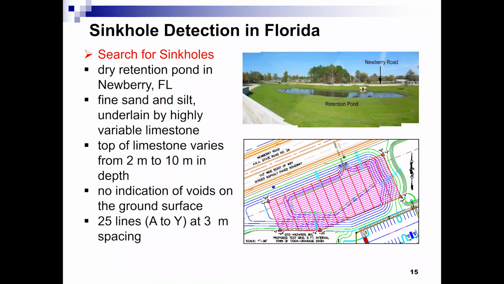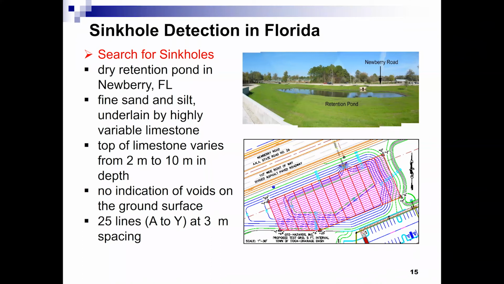We will use that for demonstration tomorrow, and Dr. Hiltonen will provide more detail about the site. But it is a dry retention pond, and with water, it looks like this. The site consists of sand and silt underlain by variable limestone, so top of limestone from 2 to 10 meters at different locations.